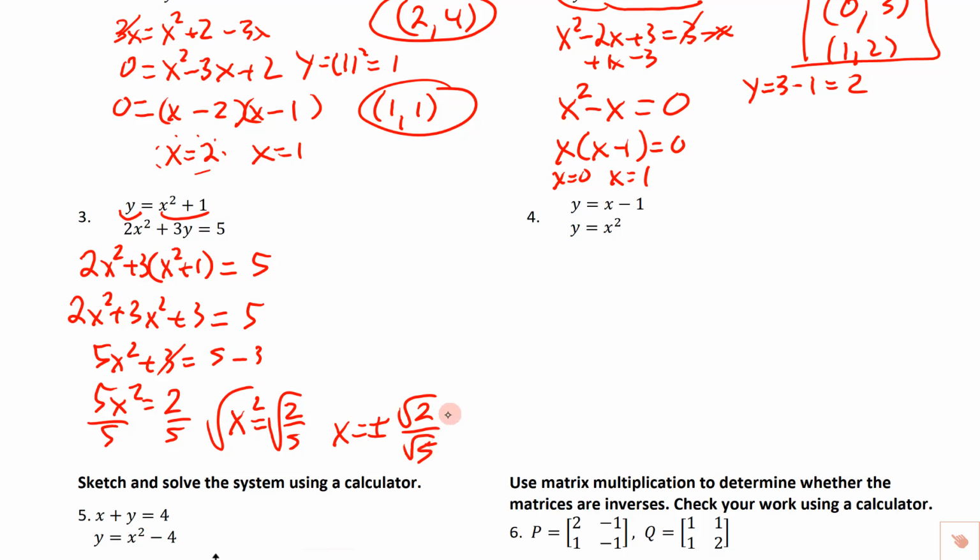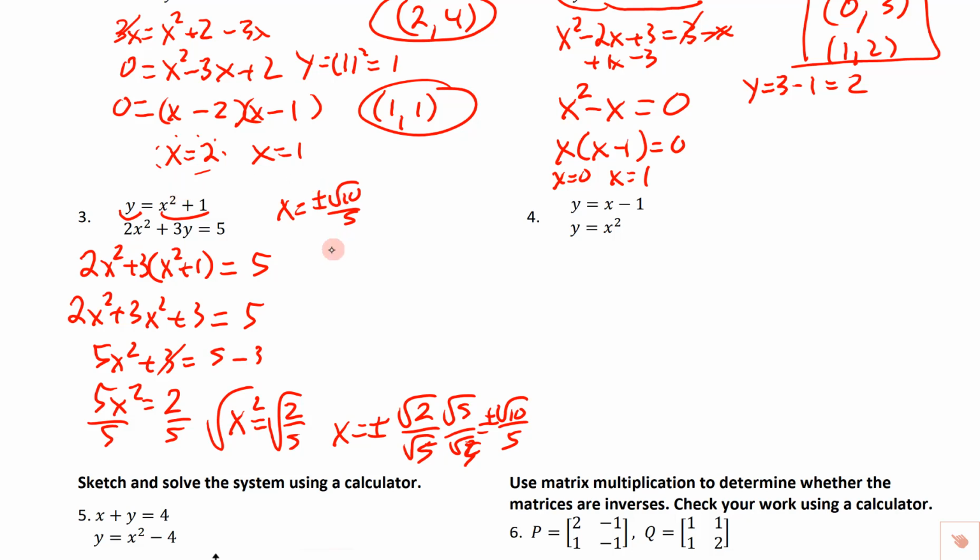And I'm going to rationalize the denominator, radical 5 over radical 5. So this is radical 10 over 5, and that's plus or minus. So x is going to equal plus or minus radical 10 over 5. And then I'm going to take that and plug it in over here. So let's see what we get.